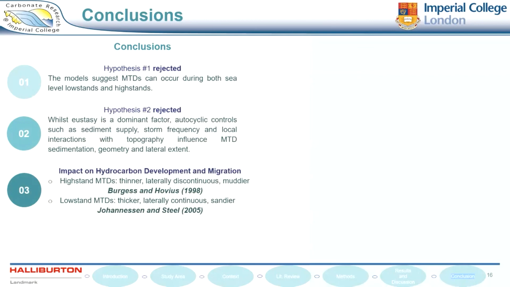Finally, the impact on hydrocarbon migration. We have two models from Burgess and Hovius and Johannesson and Steele. So the high stand MTDs are thinner, muddier, and therefore a poorer quality reservoir we predict, whereas the low stand MTDs are predicted to be higher quality reservoirs, and they are thicker and more laterally continuous. However, this lack of pinch out could lead to a lack of stratigraphic flux.